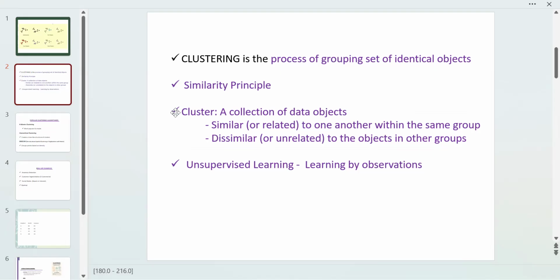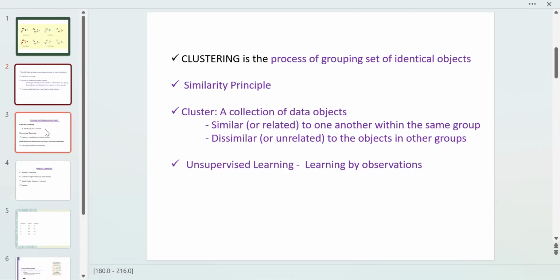So it uses the similarity principle, and a cluster is basically a collection of data objects with similar features that can be grouped in the same group. The unrelated or dissimilar objects will be placed in other groups. So it follows unsupervised learning, where it learns by observations.